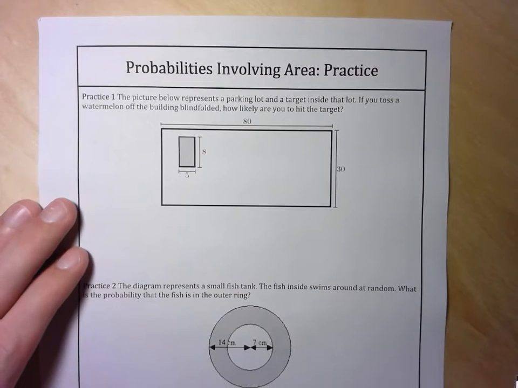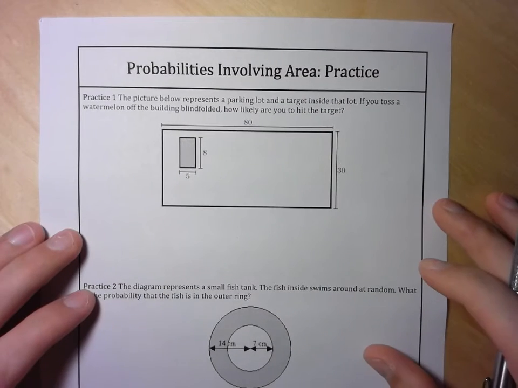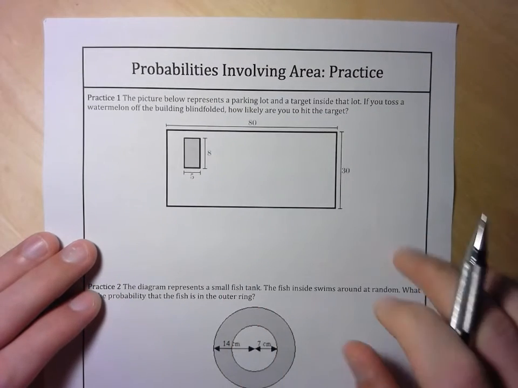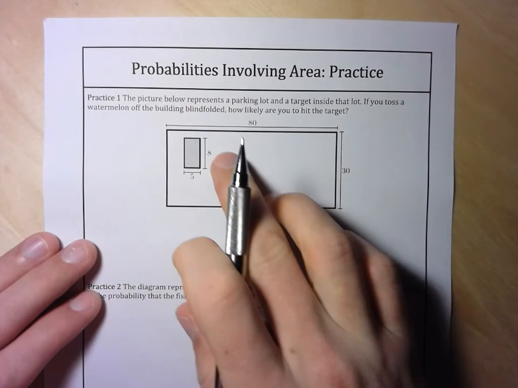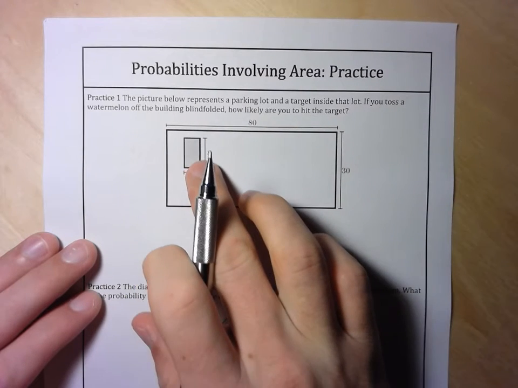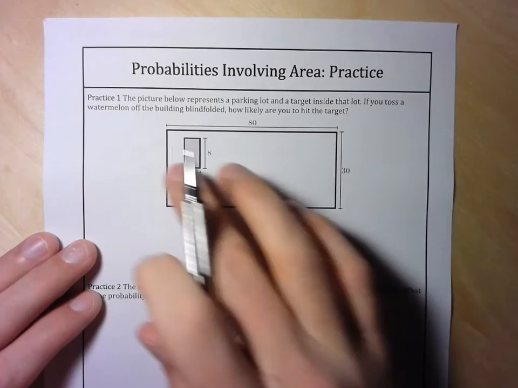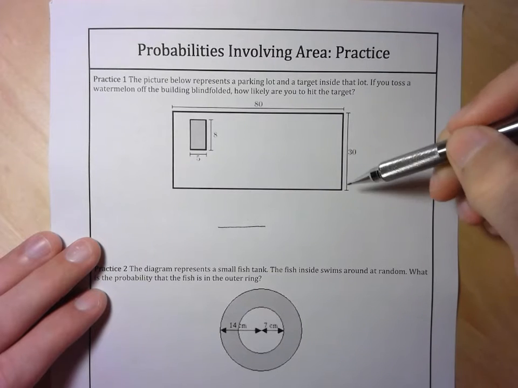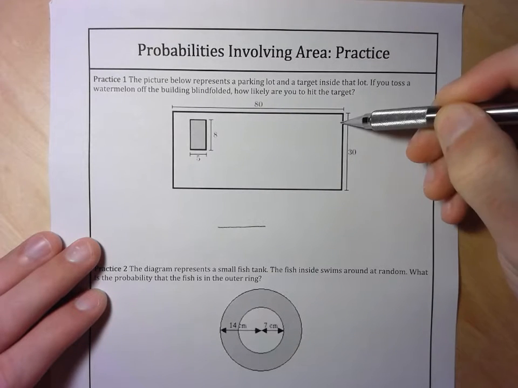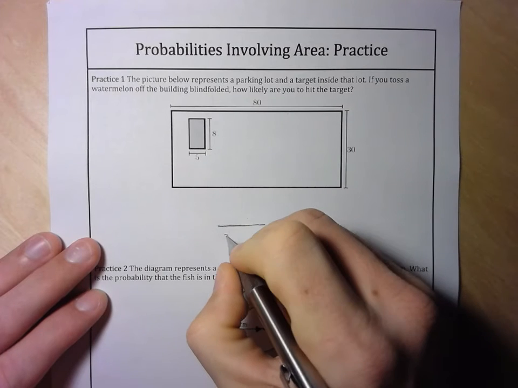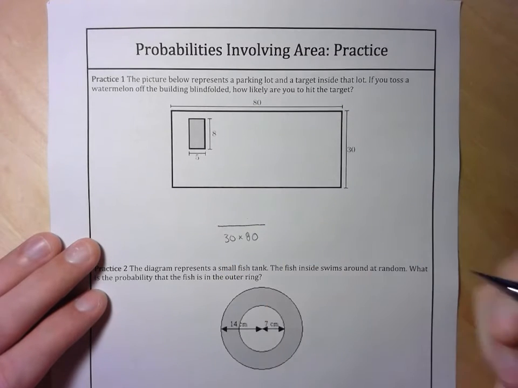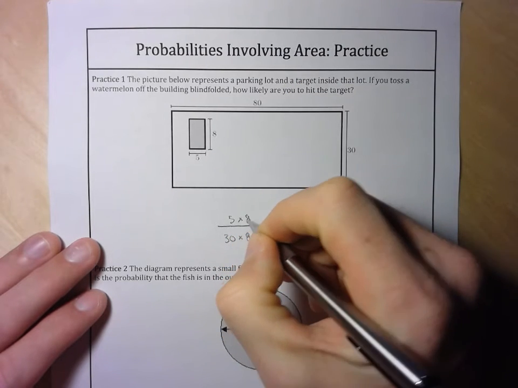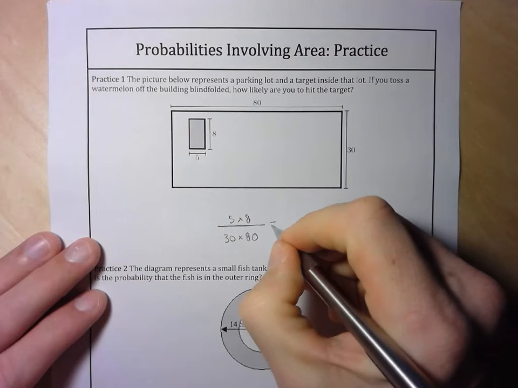So here's two more examples I'll do with you. The picture below represents a parking lot and a target inside that lot. If you toss a watermelon off the building blindfolded, how likely are you to hit the target? So this is our target, and this is the whole parking lot. We want the area of the entire parking lot, and that's just length times width. So 30 times 80 is the area of the whole, and then 5 times 8 is the area of the part, or the shaded region, and then we just do the math.